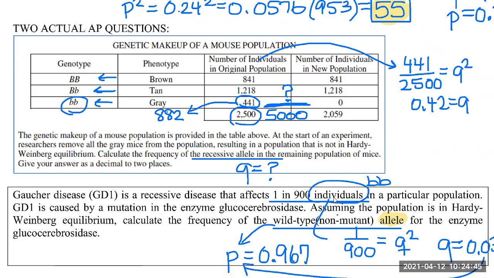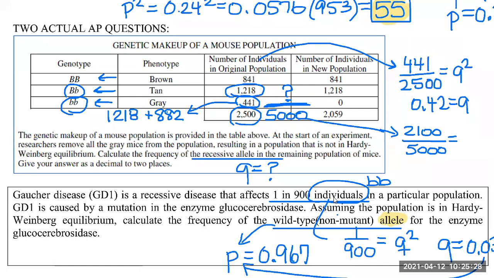All right, but they're not the only ones that carry little b, right? They have 2 copies of it, but our heterozygous organisms also have 1 copy of it, which means the tan mice, 1,218, would give us 1,218 more copies of little b. So I've literally counted how many copies of little b are in this population. If I do 1,218 plus 882, I get 2,100. So that means in my original population, 2,100 out of 5,000 alleles, 5,000 letters, are little b's.